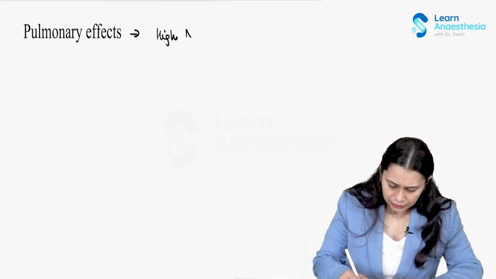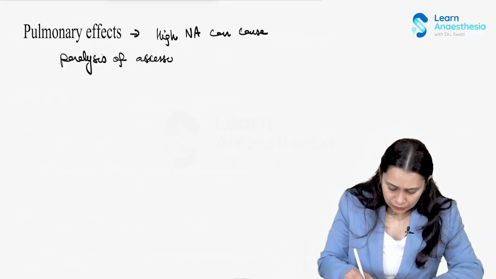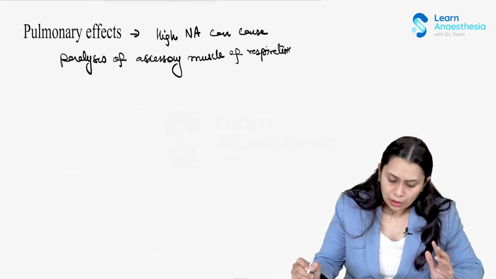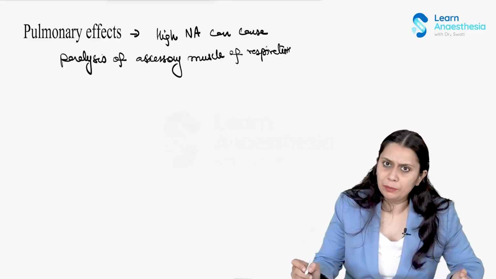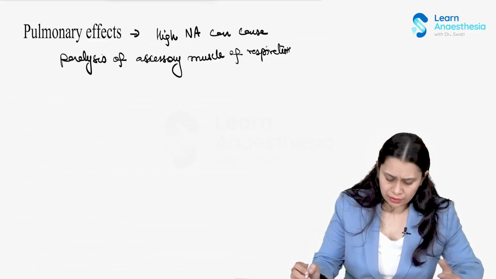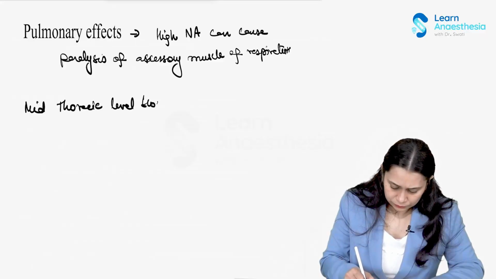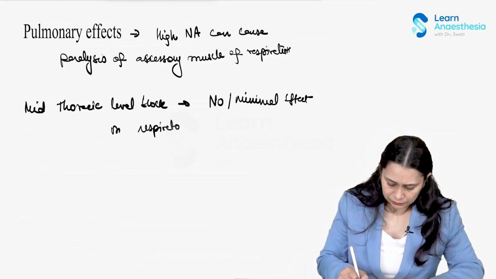High neuraxial anesthesia can cause paralysis of accessory muscles of respiration, right? Remember this. If the neuraxial anesthesia is up to mid thoracic level, it has been shown to have no implication on the respiratory parameters of the patient; it does not affect the lung volume or lung capacity. So a mid thoracic level block has no or minimal effect on respiratory mechanics, right?